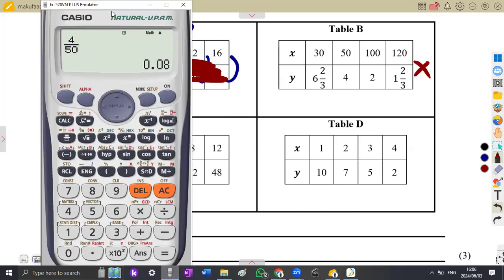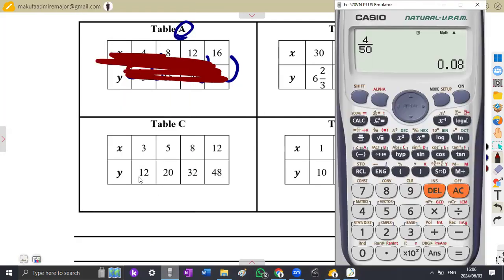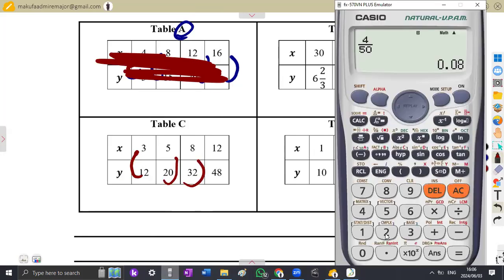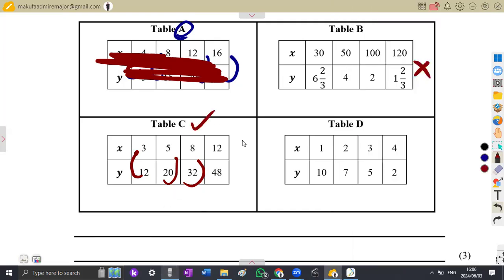Let us move on to table C. On table C, let's divide 12 by 3, 20 by 5, and so on. The first one, 12 divided by 3, is 4. 20 divided by 5 is 4. 32 divided by 8 is 4. 48 divided by 12 is 4. So as you can see, throughout you are obtaining a 4. So table C is the one that is for a direct proportion.